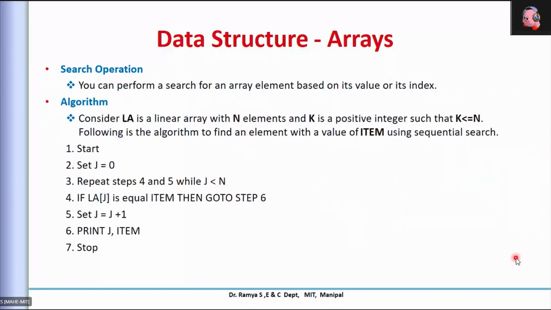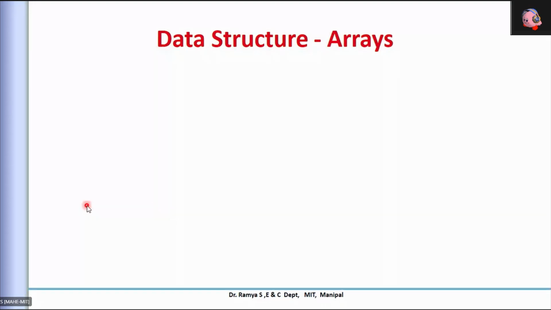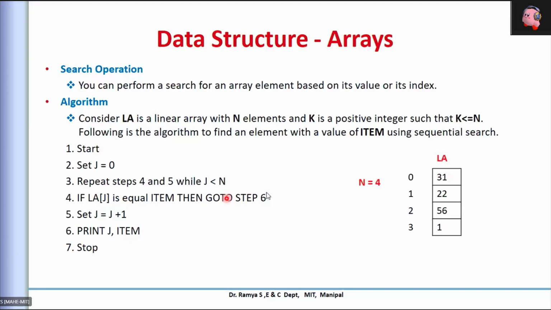Now this is nothing but a search operation. In the case of search, we are just making an if condition: if a particular item is equal to the jth element of this LA array. If I want to search for a particular element, say 1, then it has to go through each index and see whether this element value is equal to 1 or not.